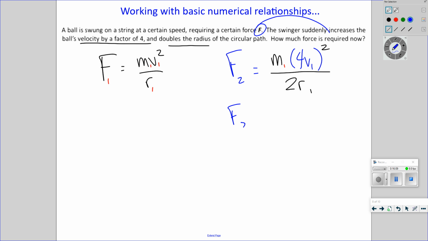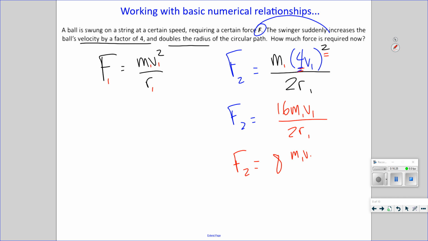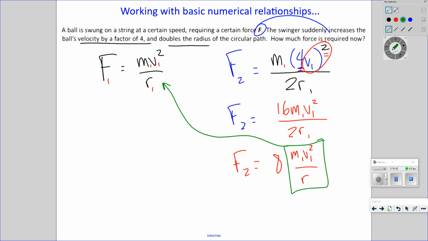So F2 is, well, this 4 squared gives me 16 m1 v1 squared over 2 r1. F2 equals 8 m1 v1 squared over r1, right? If I square 4v, I get 16 v squared. I've got to square that. Okay, so check it out. This part is F1. So this says, by making the adjustments we've made, F2 is 8 times F1.